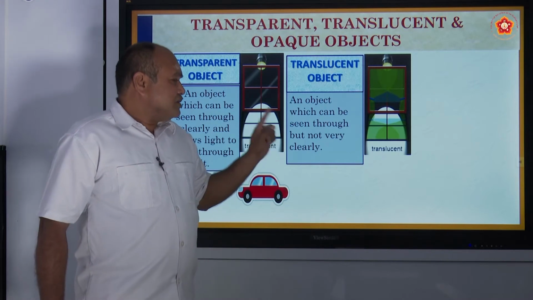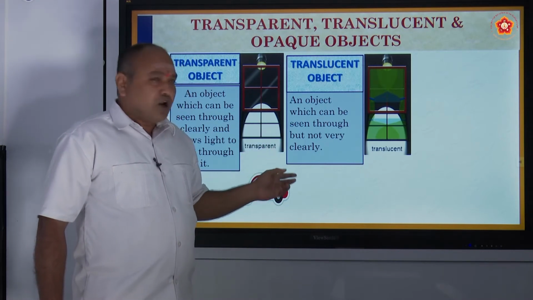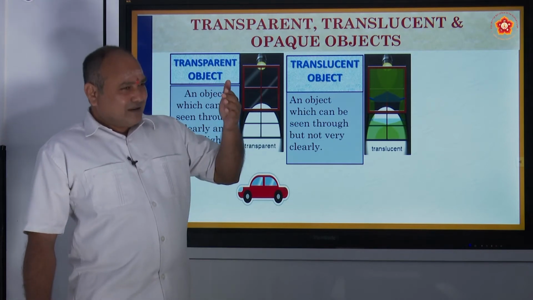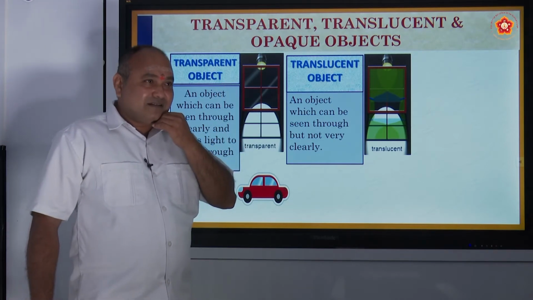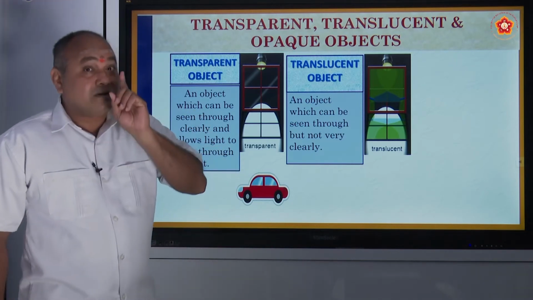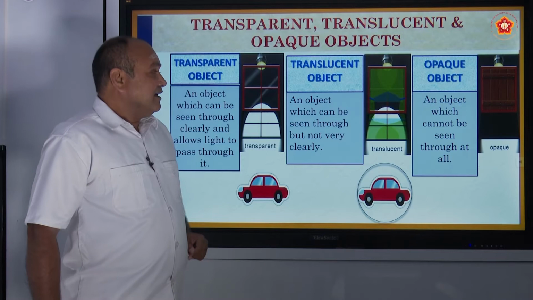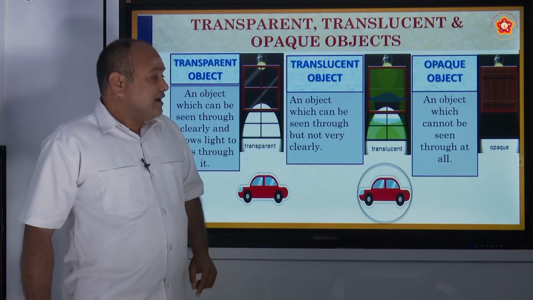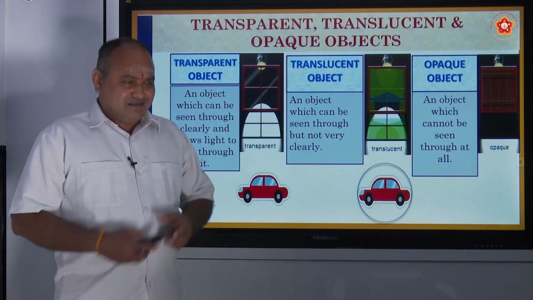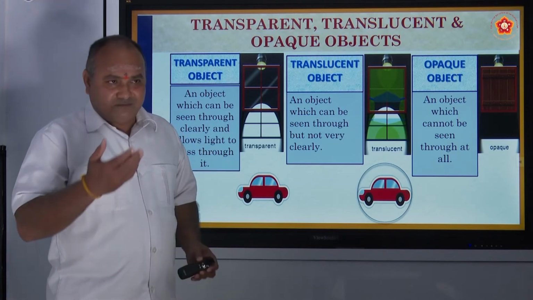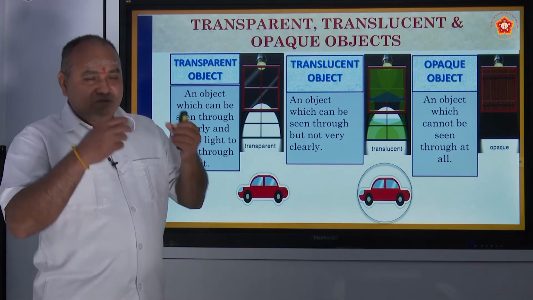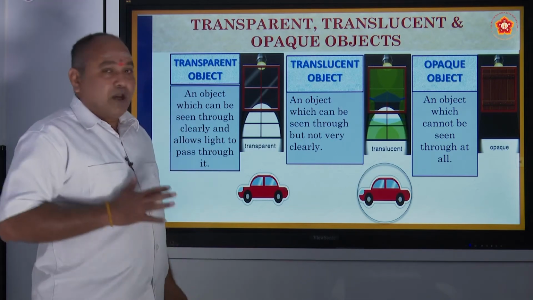An object which can be seen through but not very clearly. Just light. There is something on the other side. But what is that? We can't make out. So such kind of object is called translucent. Then opaque object. An object which cannot be seen through at all. Like something like this or book or any object through which we cannot see. That is called opaque object.